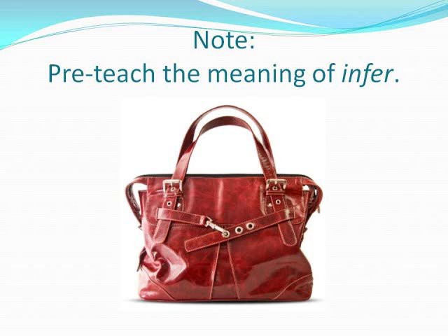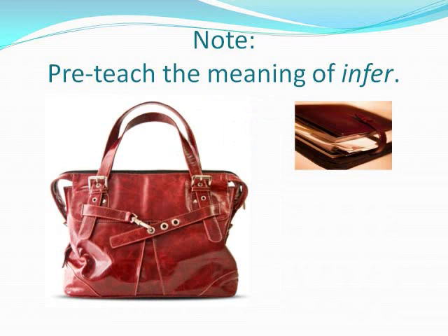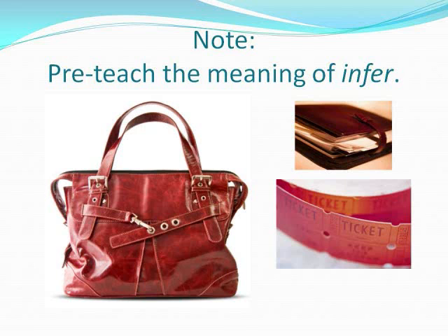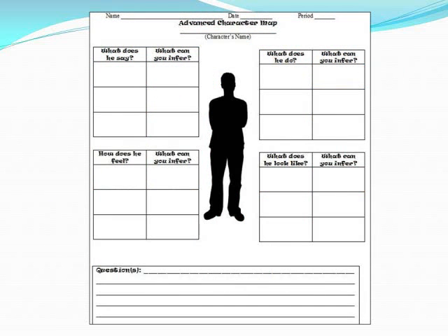One way to help students grasp this concept is to bring a bag filled with items that give clues about you, and then have students make inferences about you based on the items you pull from the bag. For example, a planner might say that you are a busy person. A movie ticket says you enjoy getting out of the house for entertainment, and you have a life outside of school. So, here's one of the maps.